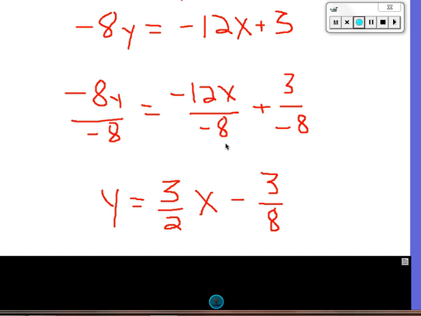Negative 12 divided by negative 8 reduces to 3 over 2 because the negative 12 and the negative 8 both have a common factor of negative 4. And then plus 3 over negative 8 simplifies nicely to negative 3/8. So our answer did have some fractions in it, but we were able to get this equation in a form that didn't have any fractions in it, which makes, for most students, easier to solve.